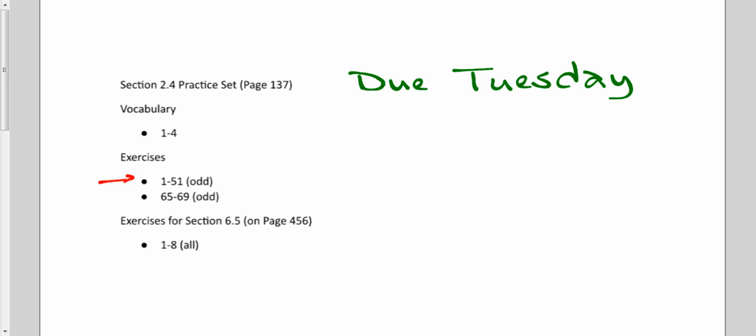Okay? Now, don't forget this part. This part is on page 456. These are all finding absolute values of complex numbers.